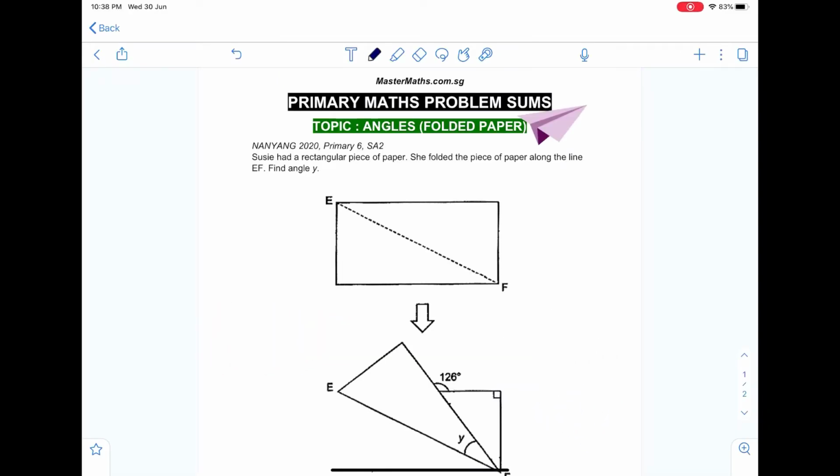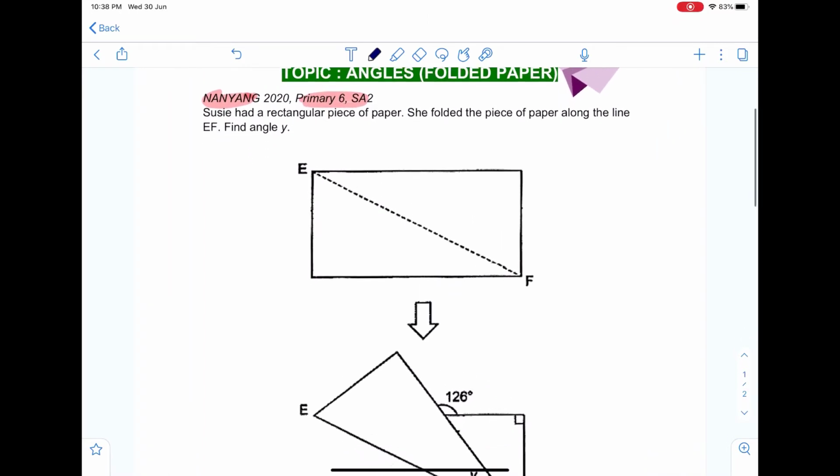Angles question from Nanyang Primary School 2020 Prelim problem sums. Now this type of question is very typically seen in angle style questions, and it's one of the key concepts in angles as well. So let's discuss. Susie had a rectangular piece of paper.